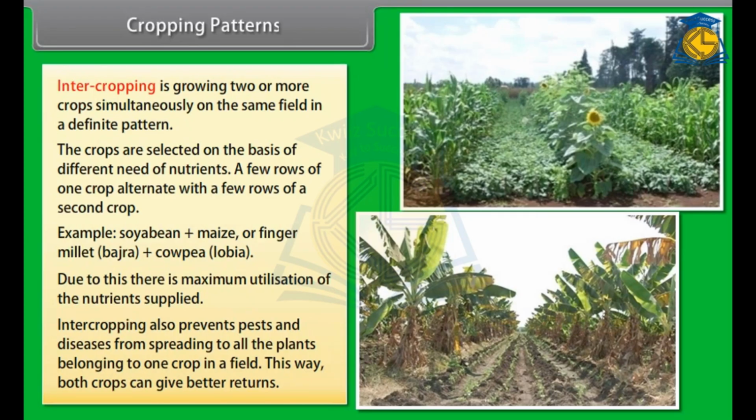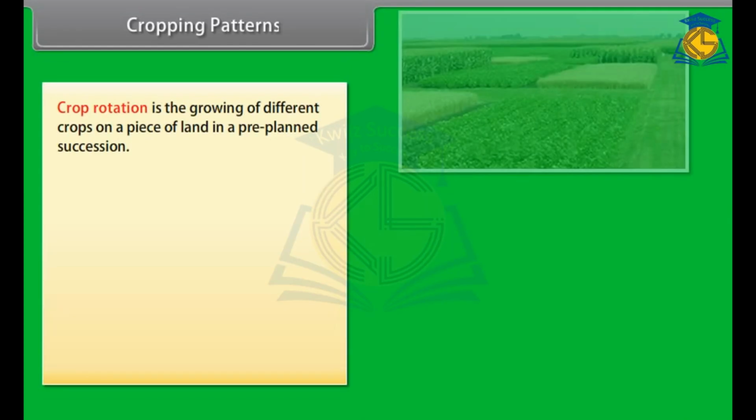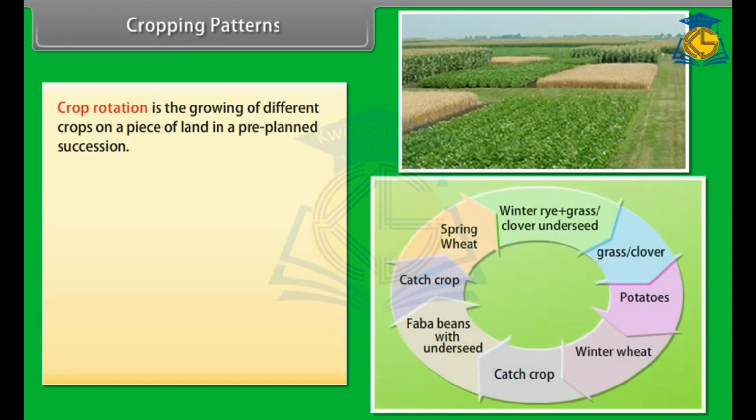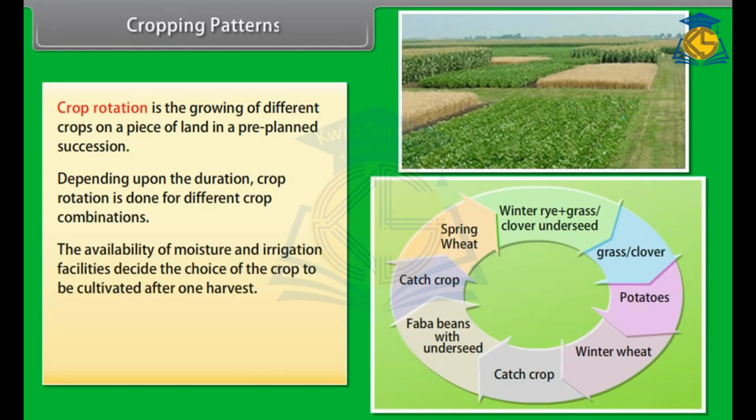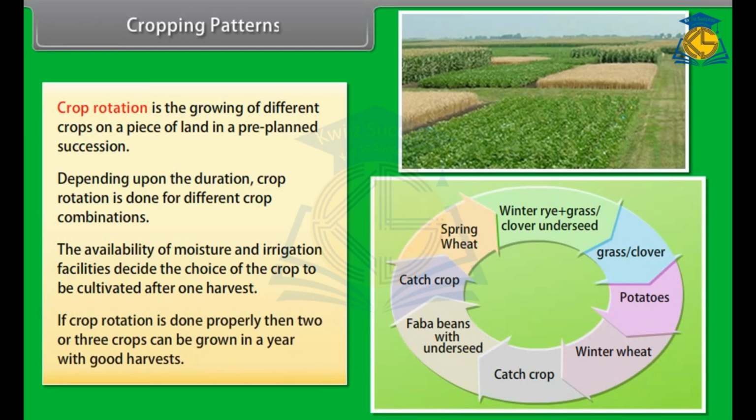Intercropping also prevents pests and diseases from spreading to all the plants belonging to one crop in a field. This way, both crops can give better returns. Crop rotation is the growing of different crops on a piece of land in a pre-planned succession. Depending upon the duration, crop rotation is done for different crop combinations. The availability of moisture and irrigation facilities decide the choice of the crop to be cultivated after one harvest. If crop rotation is done properly, then 2 or 3 crops can be grown in a year with good harvests.